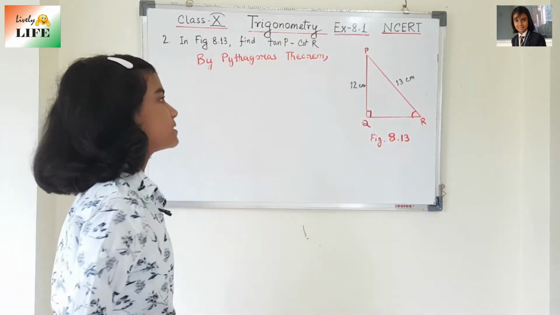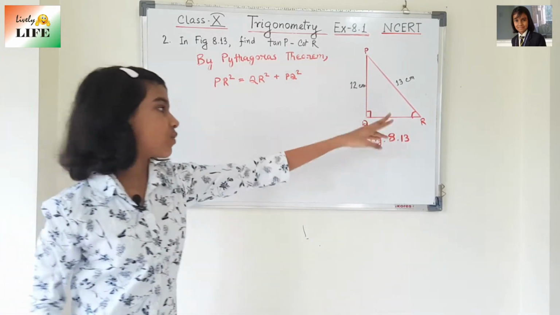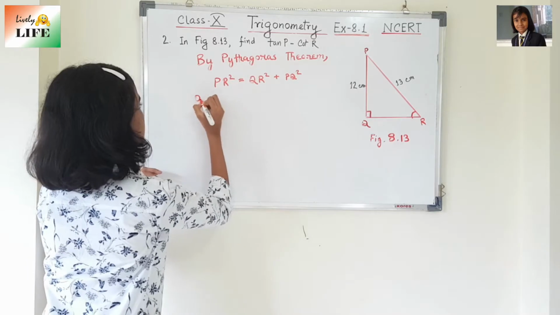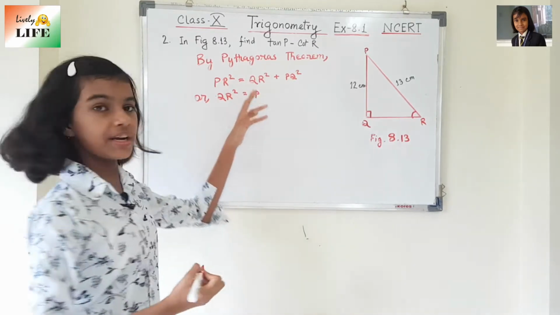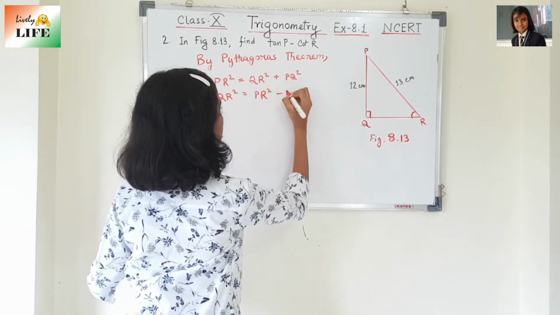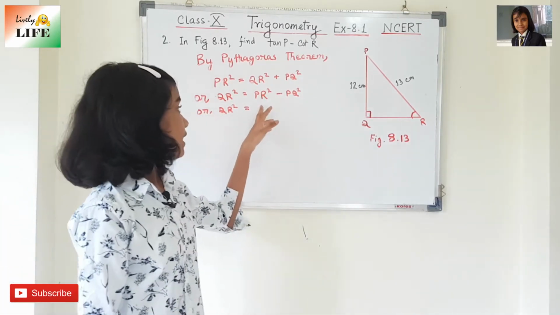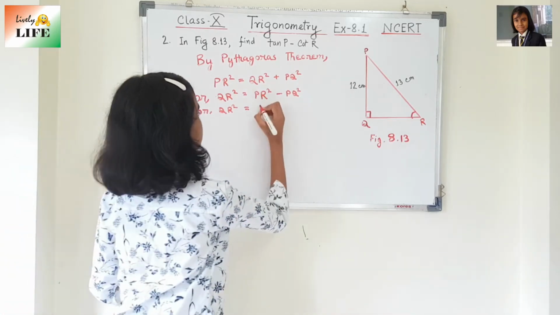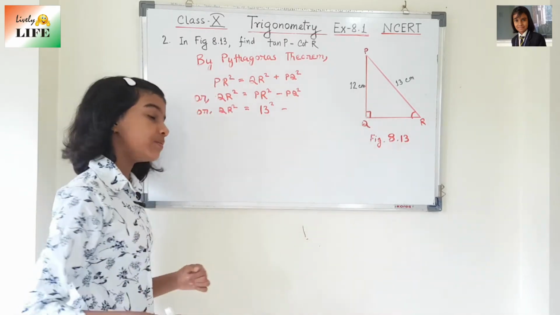By Pythagoras theorem, what is the Pythagoras theorem? PR square is equal to QR square plus PQ square. Now, we need to find QR, so we're going to move QR to this side. QR square is equal to PR square minus PQ square, right? Now, what is QR square? PR is 13, so PR square will be 13 square, minus PQ square. PQ is 12, so PQ square will be 12 square.